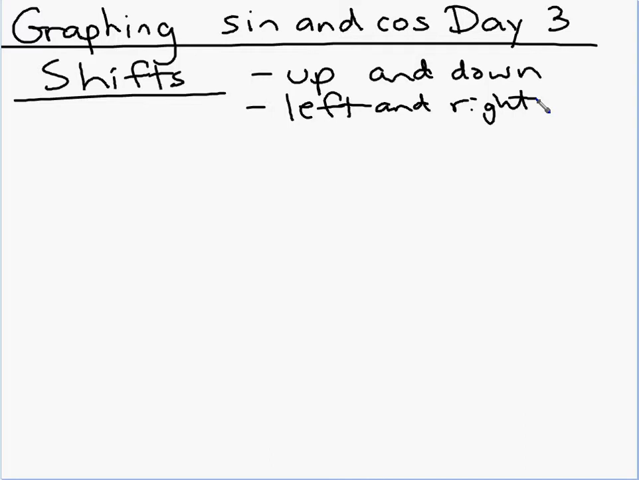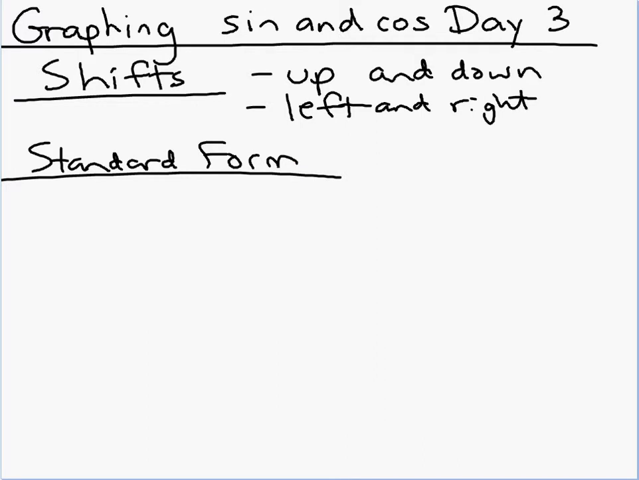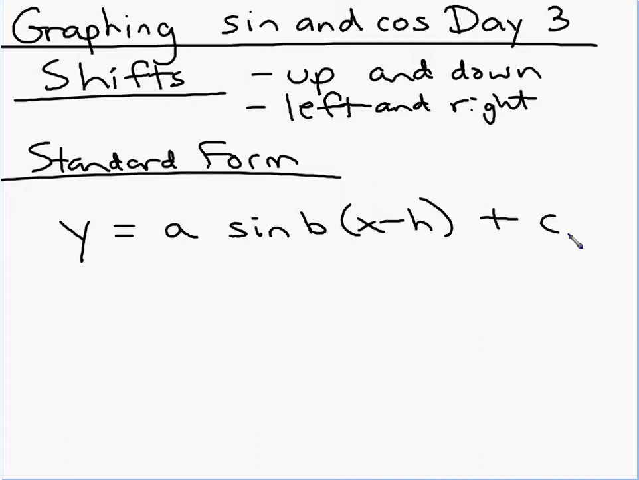So what I want to do is just show you what's called standard form. This is the complete messy form of a sine or cosine function. Y equals a sine of b times x minus h plus c. That is as messy as one can get with a sine or cosine function. Now we already know what some of these are. We already know what a is. That's my amplitude. We already know what b is. That gives me my period.